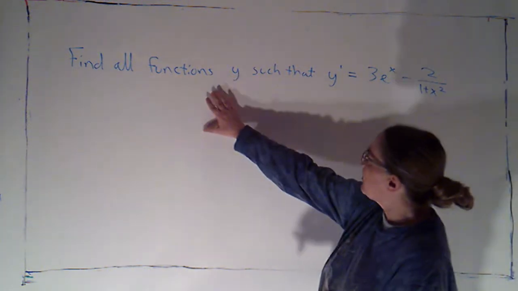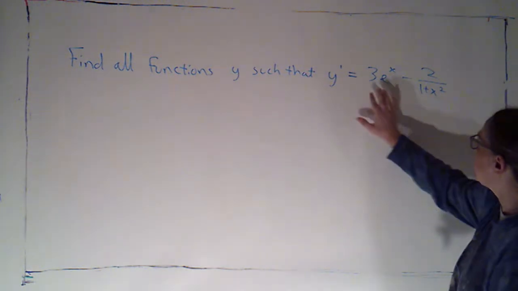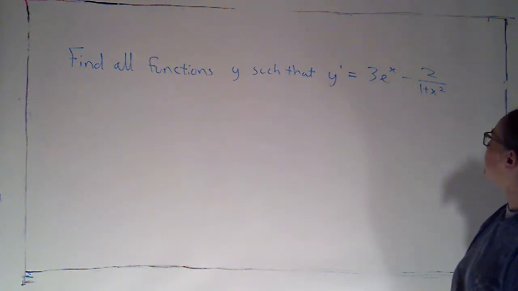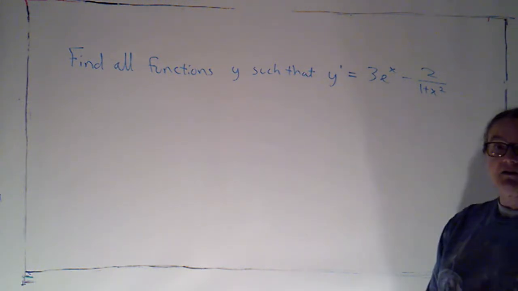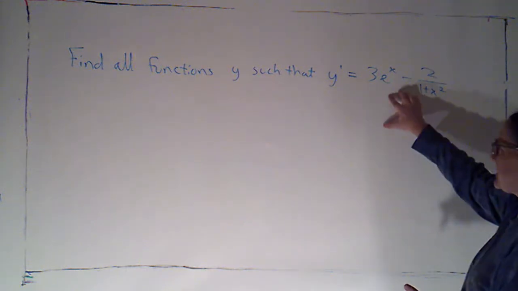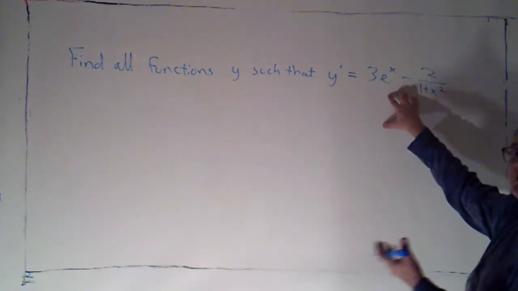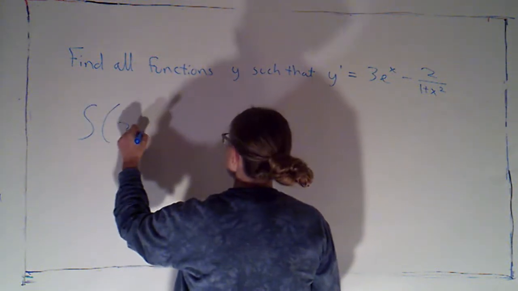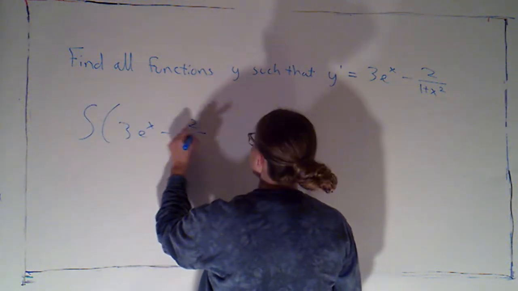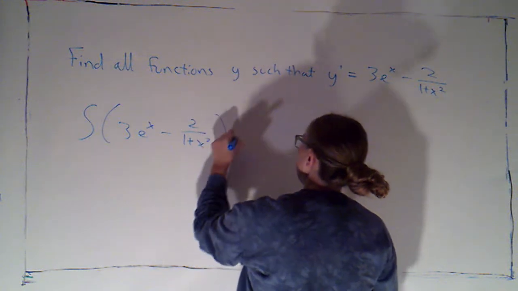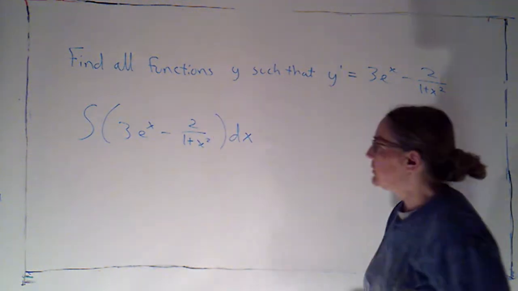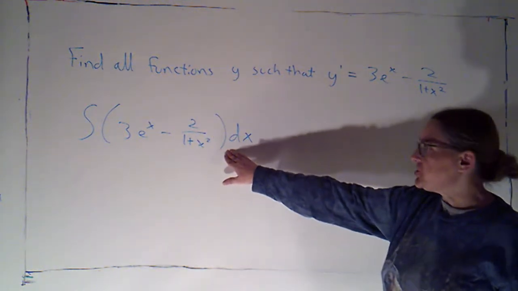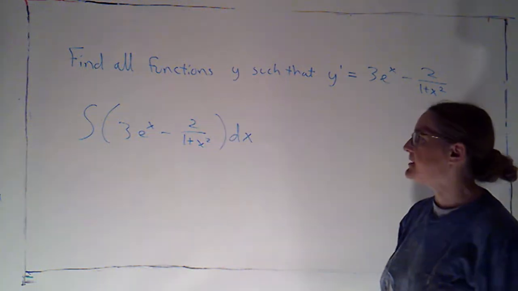So here we're asked to find all functions y such that y prime is equal to 3e to the x minus 2 over 1 plus x squared. Well, that means this is the derivative. I want all the antiderivatives. So I'm going to go ahead and use the integral notation because it's a nice tool for this. So we're looking for the indefinite integral, or the general antiderivative of this function.